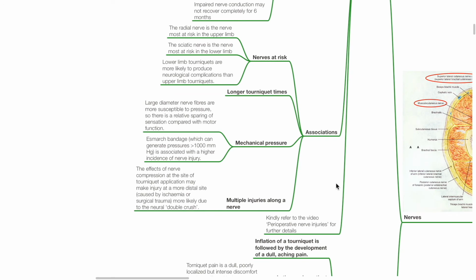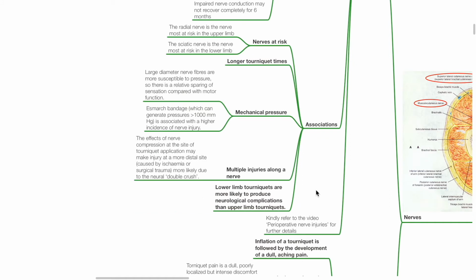Associations of nerve injury include long tourniquet times, high mechanical pressure, and multiple injuries along a nerve. The radial nerve is the nerve most at risk in the upper limb, and the sciatic nerve is the nerve most at risk in the lower limb. Lower limb tourniquets are more likely to produce neurological complications than upper limb tourniquets. Kindly refer to the video Perioperative Nerve Injuries for further details.